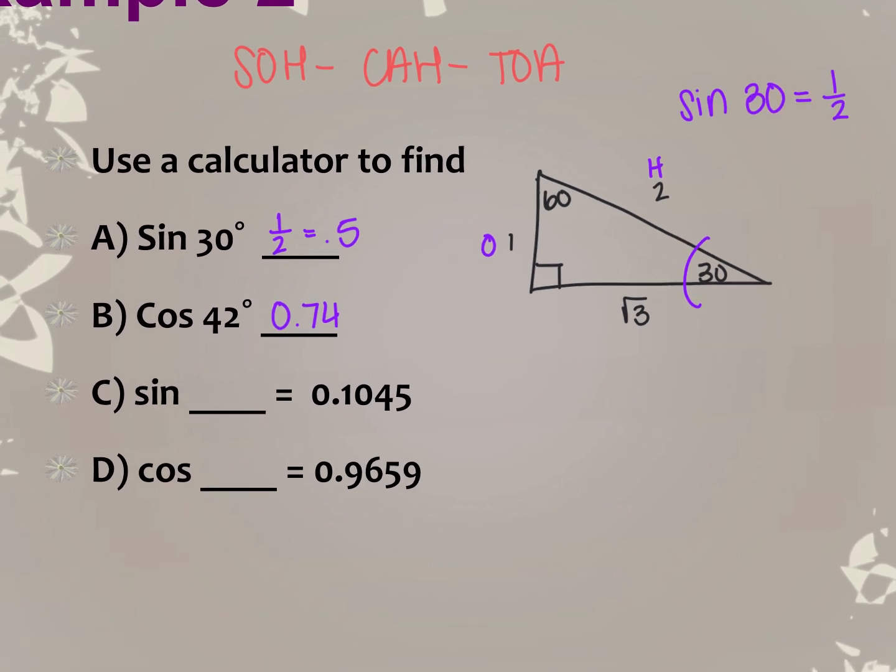Now, looking at C and D, what do I have to do in order to solve for my angle? I have to solve using the inverse, which is that little -1 at the top. So solving it round to the nearest whole, who could tell me sine what equals 0.1045? Gabriel, did you get that one? Good. My answer for this one is going to be 6 degrees.